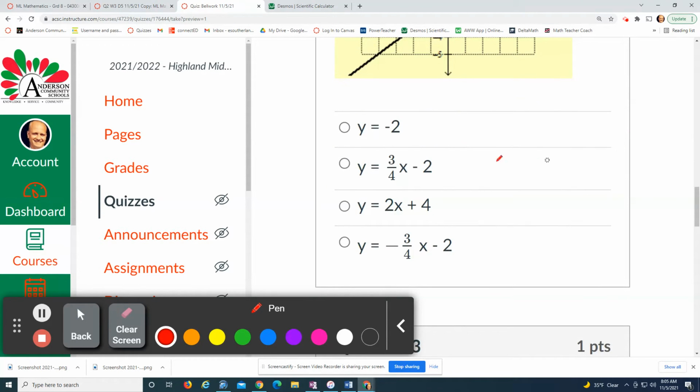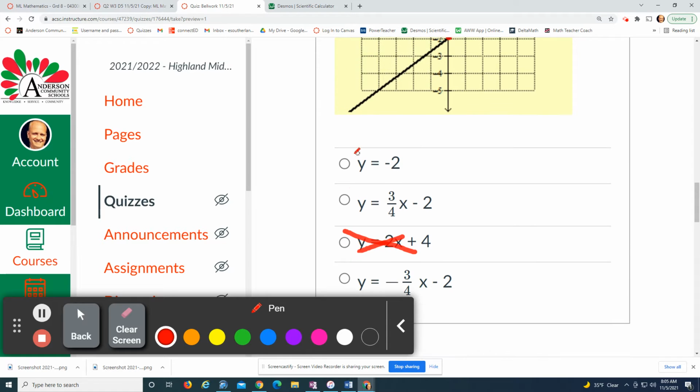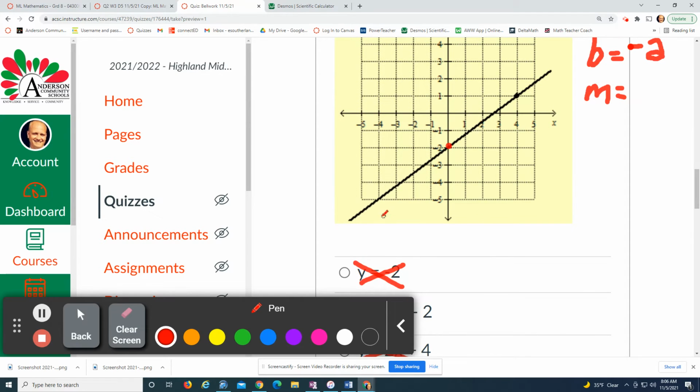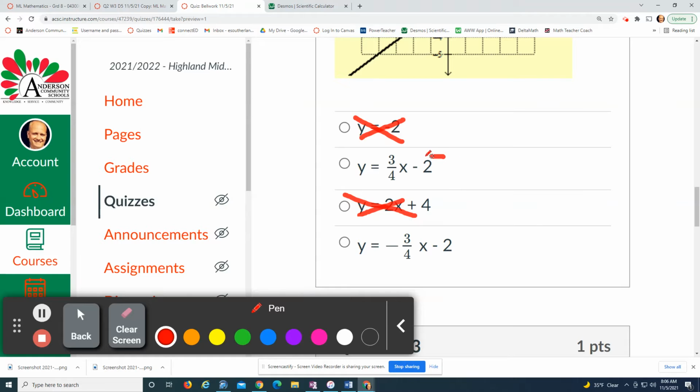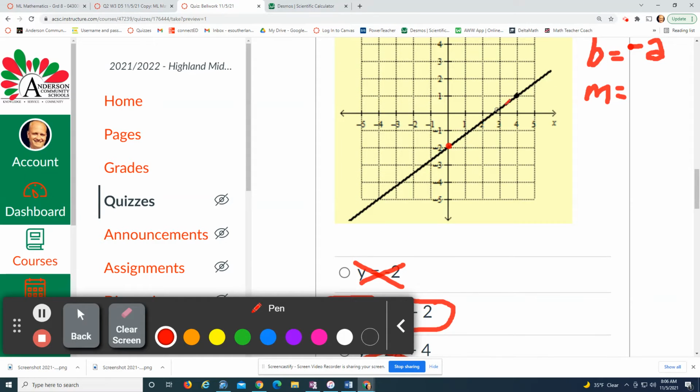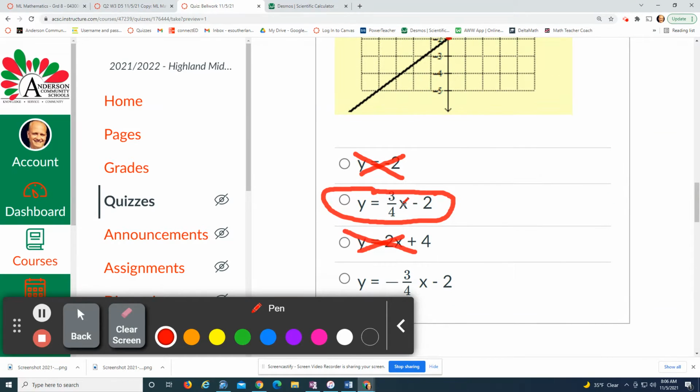So again, go down here and cancel out the ones that are not negative 2. Negative 2, negative 2. So we know it's not this one. And we also know that it's not a flat line, so we know it's not that one as well. So again, we're already down to 2 choices. Is the slope negative or positive? Positive. Look at your choices. The only one that's positive is this one. So just to double check though, there's where it crosses. It rises 3 and it runs 4. 3 over 4 has to be that one.